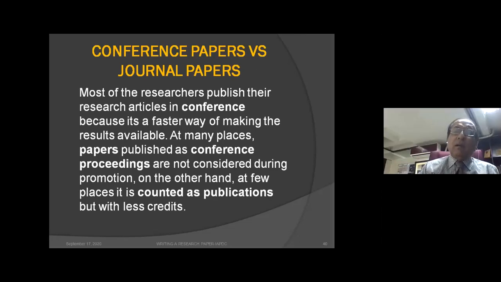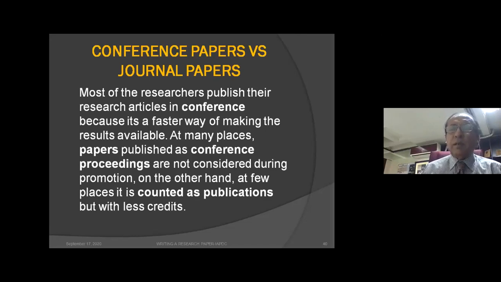I'm drawing the comparison now between conference papers and the journal papers. Journal papers are considered to be of higher technical worth because they are peer reviewed more frequently by more number of authors and by real experts, international experts from academia and industry. And they also have impact factors. Most of them have impact factors.